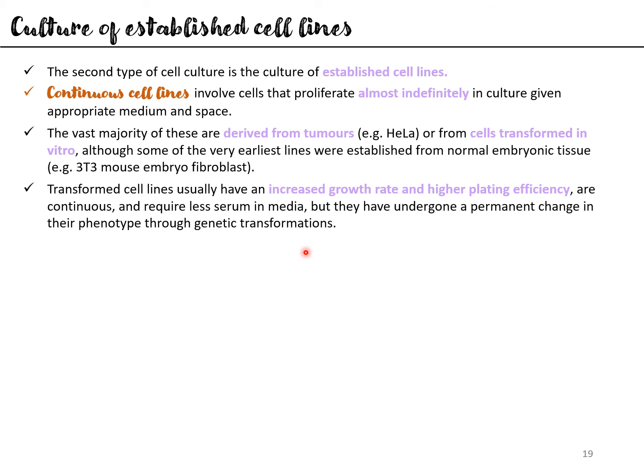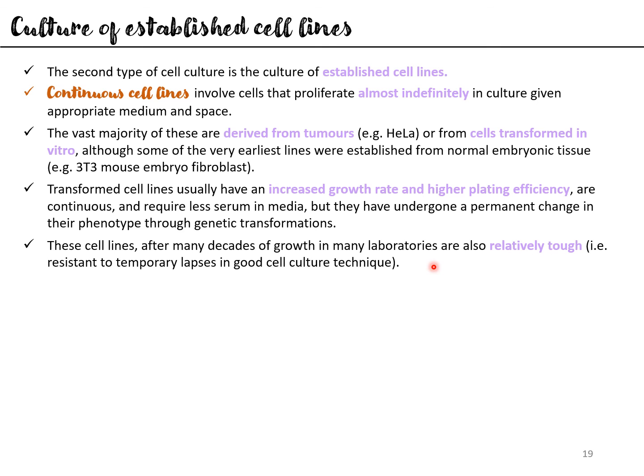Now, transformed cell lines usually have an increased growth rate and higher plating efficiency as compared to primary cell cultures. They are continuous in nature and require less serum in media because they are more adapted to growing in cell culture. But they have undergone a permanent change in their phenotype through genetic transformations, which are either chemically induced or virally induced. These cell lines, after many decades of growth in laboratories, are also relatively tough. That is, they are resistant to temporary lapses in good cell culture technique. With primary cell cultures, you have to be much more careful and much more vigilant.